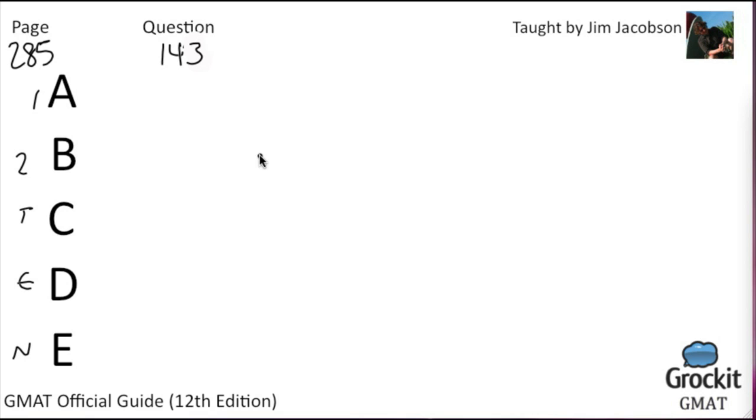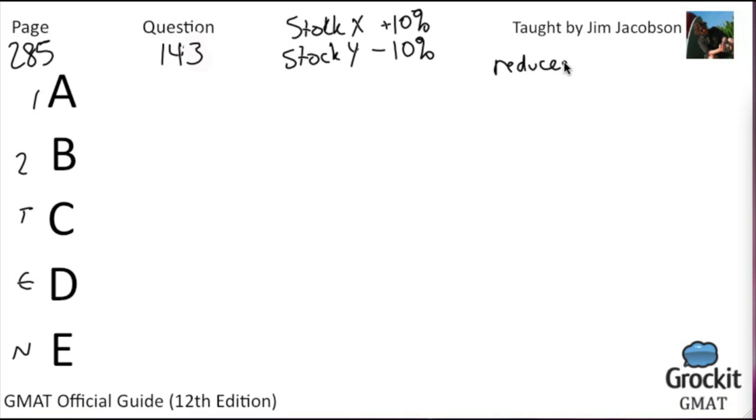The price per share of stock X increased by 10% over the same time period that the price per share of stock Y decreased by 10%. The reduced price per share of stock Y was what percent of the original price per share of stock X? So we know stock X plus 10%, stock Y minus 10%. And what the question is actually asking for is the fraction or the percent that the reduced value of stock Y is of the original value of stock X.